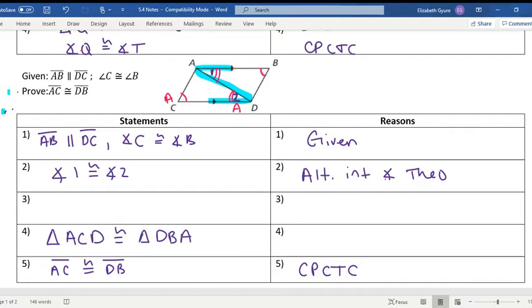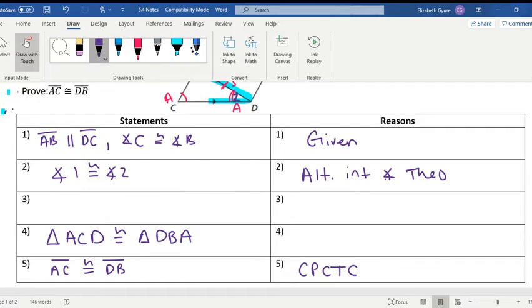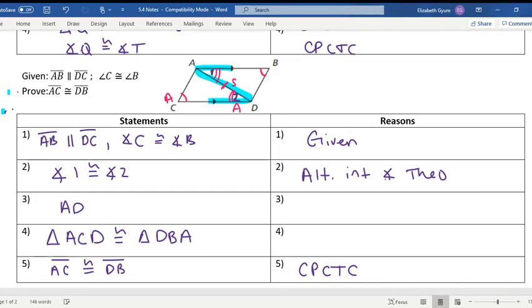Does anyone see a place here where we could have a congruent side? Yeah, we have a shared side. We have a shared side right here. Who can tell me what the name of that shared side is? What would I call that segment? Like, what are its two endpoints? AD, exactly. So this is segment AD, so we can say that segment AD is congruent to segment AD. And who remembers what property you would use there? Good. Reflexive.